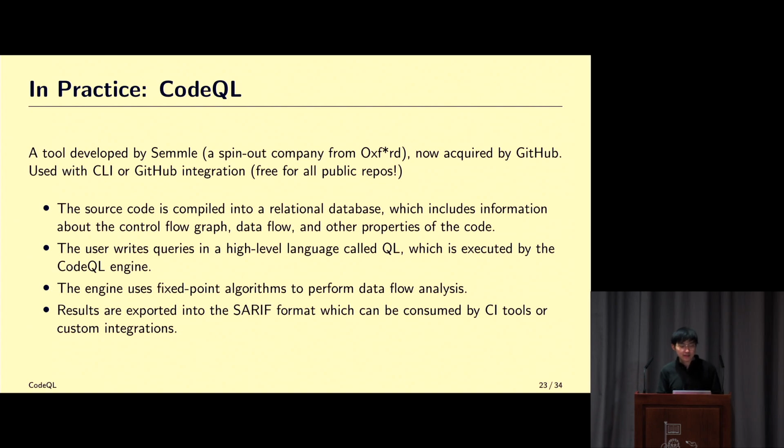So how this works is first, CodeQL will compile your source code into a relational database, and this includes information about the control flow, about the data flow, and some other properties about the code. Then you write queries in a high-level, declarative language called QL, which is executed by the CodeQL engine. This engine does what we have been talking about earlier, applying fixed-point algorithms to perform data flow analysis. The results are exported into a standardized format, which you can use in your custom integrations to consume them and report them in whatever other integration you want.